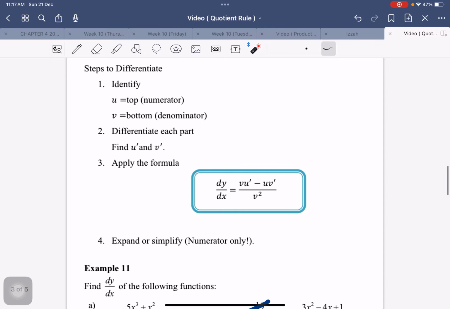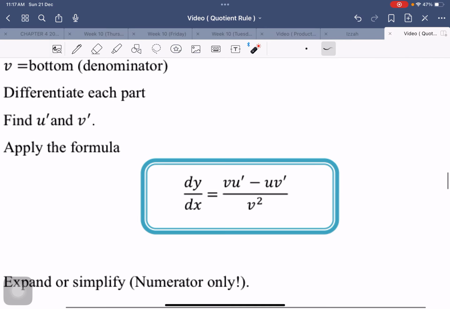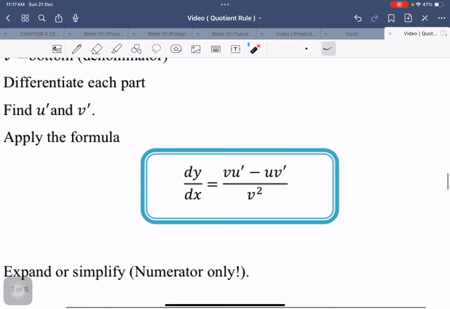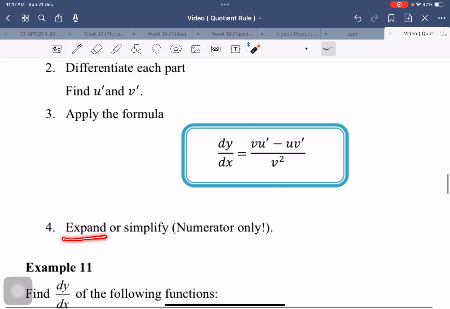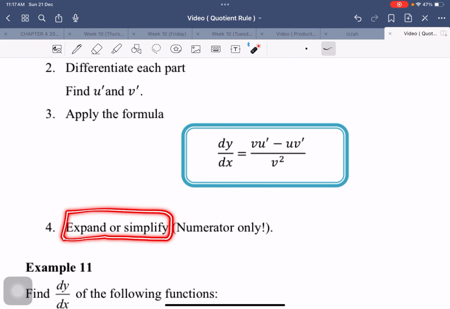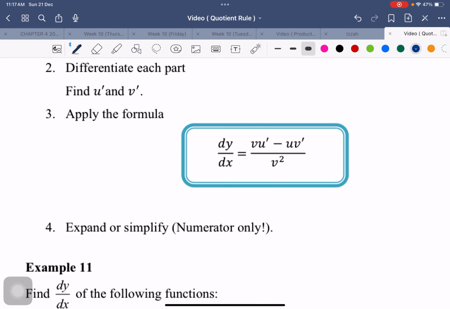Okay, so when you substitute into this formula, you cannot change it, you cannot do like this one minus this one, cannot, because you have this minus symbol here. The formula will be as it is. You cannot change or improve it. When you want to expand or simplify, kita hanya fokus the numerator only, maksudnya the top function sahaja. Tinggalkan yang bawah ni dalam bentuk square. You don't need to expand.